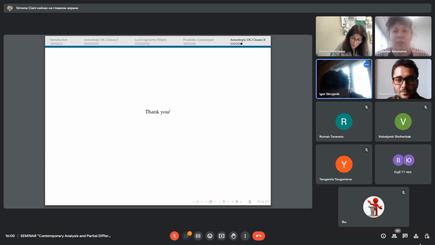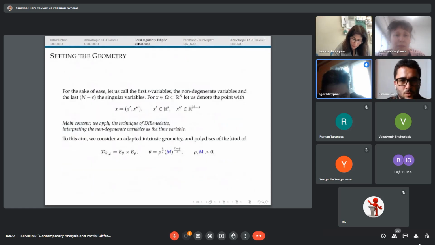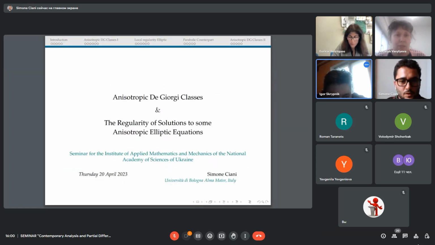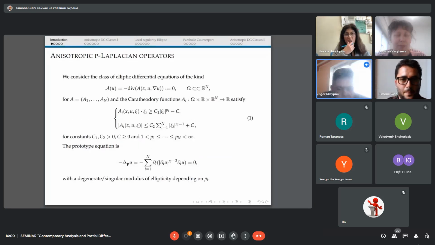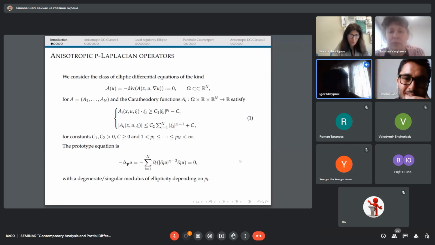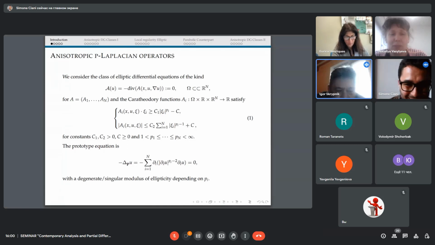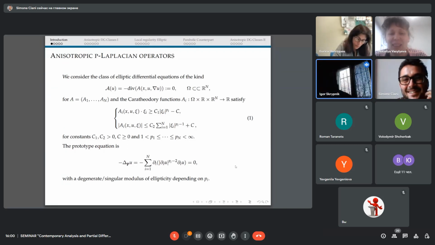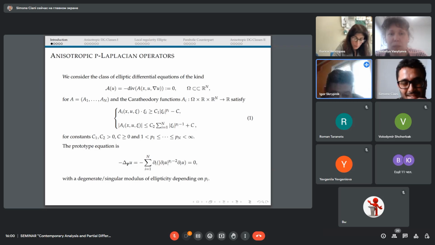Simone, can you go back to the first slide? Yes. I want to say it seems that this equation is very simple, but unfortunately it's very difficult. And for example, having such results as De Giorgi, De Benedetto, Trudinger, and so on.